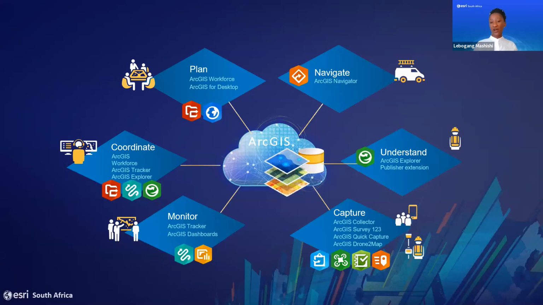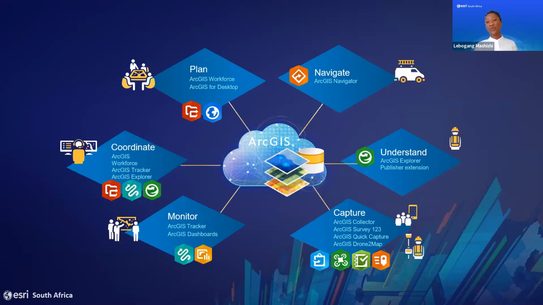Now, the real power of ArcGIS Navigator is that you can actually add your own data, right? So you don't have to rely on the normal streets data, but if you've got your own network, let's say, for example, a fiber line that you would like to follow, then you can actually add it onto ArcGIS Navigator.